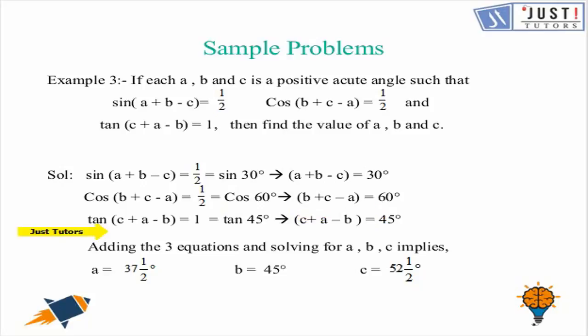And for the third equation as well, that says tan of C plus A minus B is equal to 1, which is equal to tan 45, so we can equate the angles, which is C plus A minus B is equal to 45 degrees. Now we've got 3 variables A, B, C and 3 equations right here. So we can solve all these 3 equations for the value of A, B, C and work out that A is equal to 37.5 degrees, B is equal to 45 degrees and C is equal to 52.5 degrees. This is the required solution to this problem.